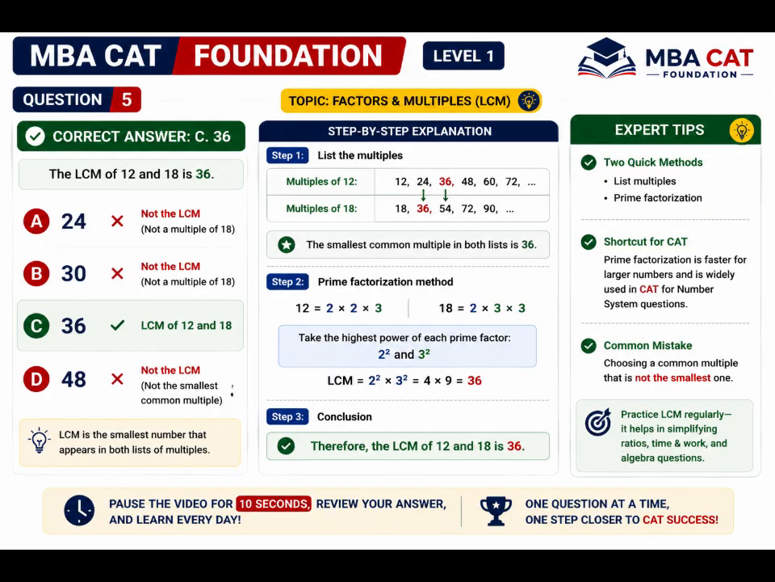Expert tip. For small numbers, listing multiples is quick and easy. But in the CAT exam, you'll often work with larger numbers. In those cases, prime factorization is the faster and more reliable method. Also remember this important distinction. HCF is the greatest common factor. LCM is the smallest common multiple. Knowing when to use each concept is essential for solving number system, arithmetic, and algebra questions. Excellent work. You've now completed the number system foundation practice set. Keep practicing one question a day, and you'll build the confidence needed for CAT success.